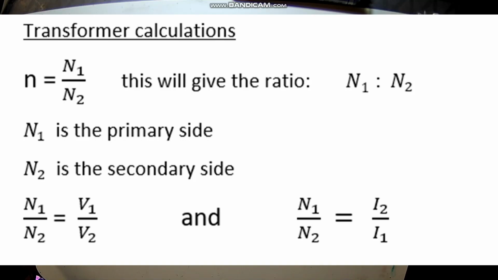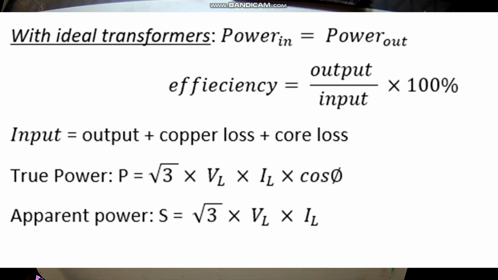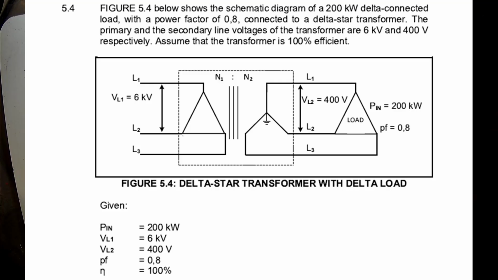Remember, when using the N1 versus N2, you're going to use the phase values when using that formula. And when using the formula right at the bottom, this one is only phase values. And when using the true power formula, P is equal to root 3 VL IL cos theta, do remember that those are the line voltages. So with delta, the voltages are the same. With star, the currents are the same. And that's how you need to remember this.